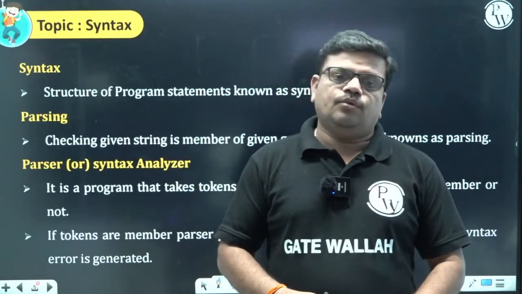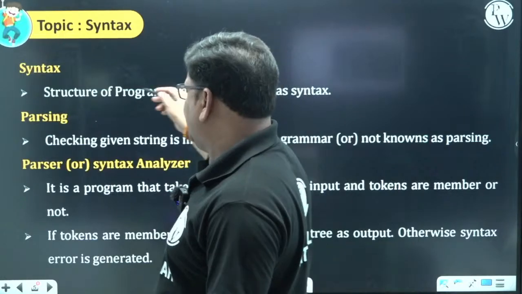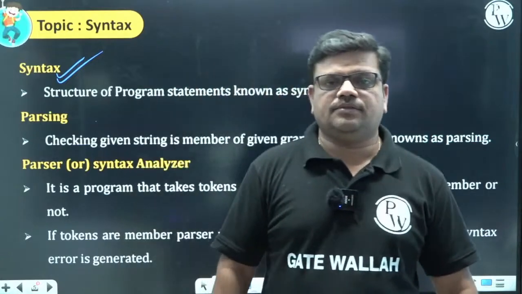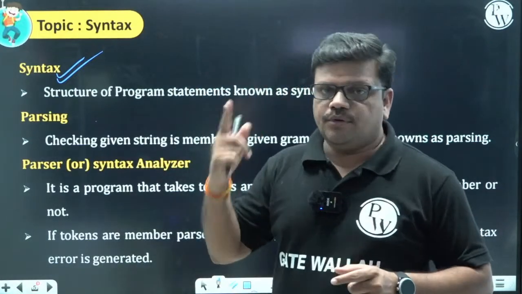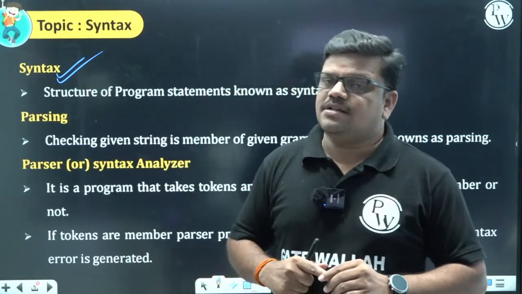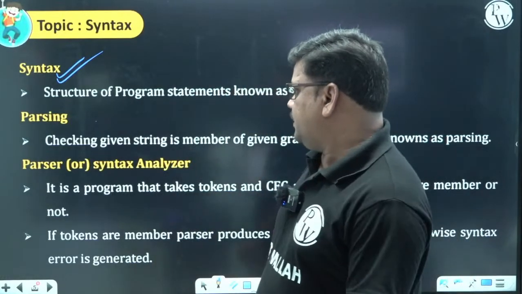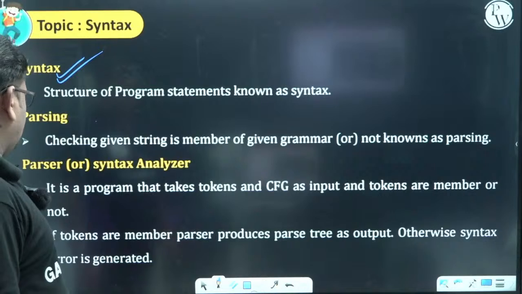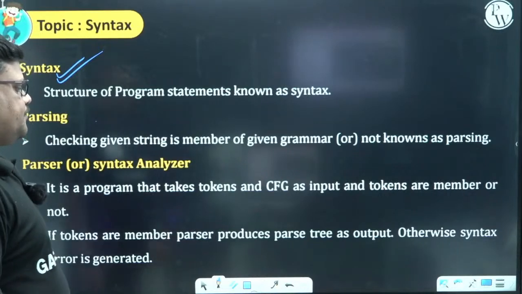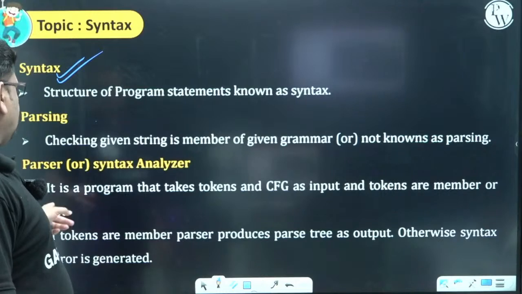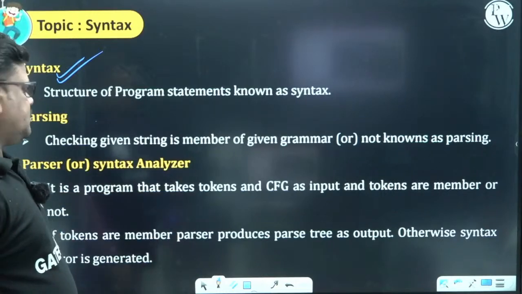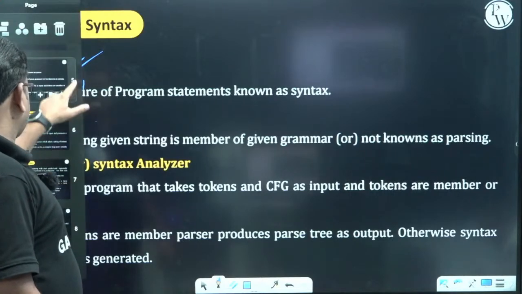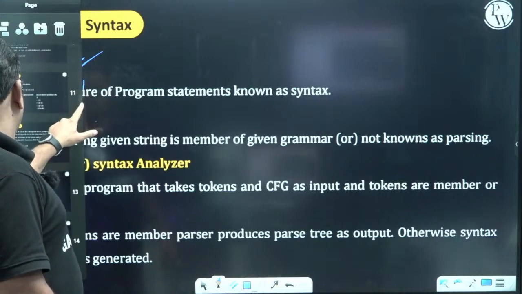We are doing syntax verification, checking the structure of the program, and to do this we develop a program, the parser. Two methods are there: the top-down approach, LL1, that we discussed in the last class, and bottom-up, that we are discussing in today's class. If the tokens are members, the parser produces a parse tree as output, otherwise a syntax error. It is a program that takes tokens and a CFG as input and verifies whether the tokens are members or not. Let us see the working style of the bottom-up parser, how it works initially.